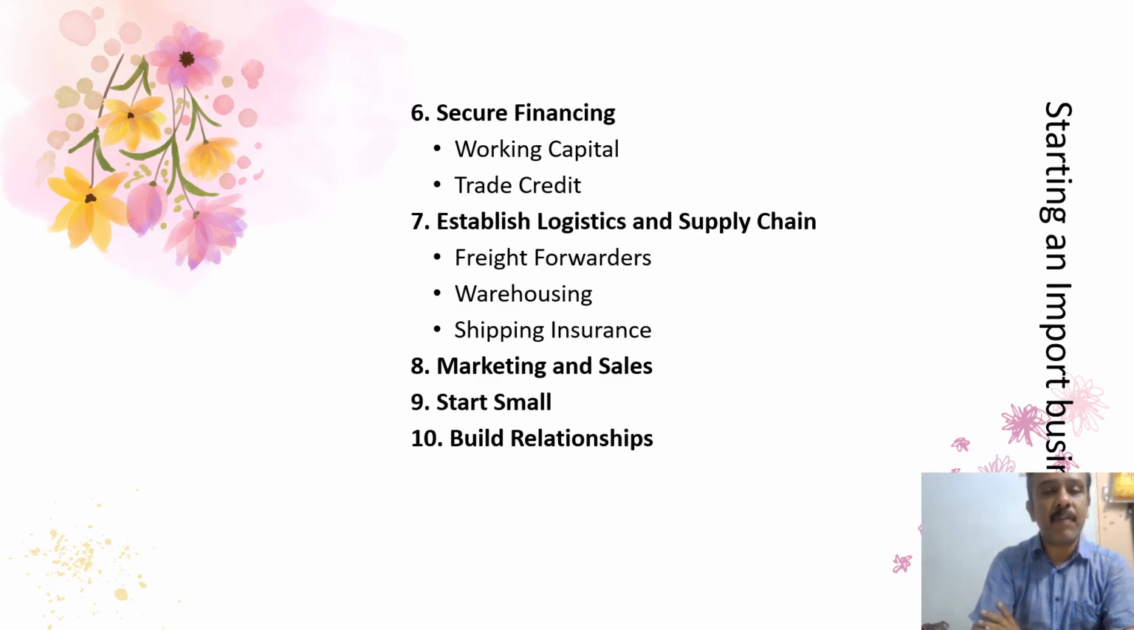And you should have an effective logistics and supply chain network. So you have to partner with freight forwarders who will be able to source the product from the supplier and give it back to you. And you have to arrange for warehousing whenever required. So you can even have your own warehouse, or there are government designated bonded warehouses. There are private warehouses where the goods can be stored. And shipping insurance is where, again, in order to protect your cargo from damage or from loss, you can arrange for shipping insurance.